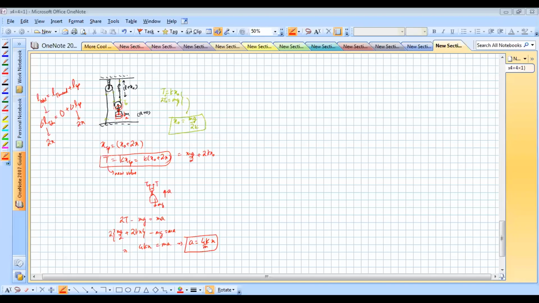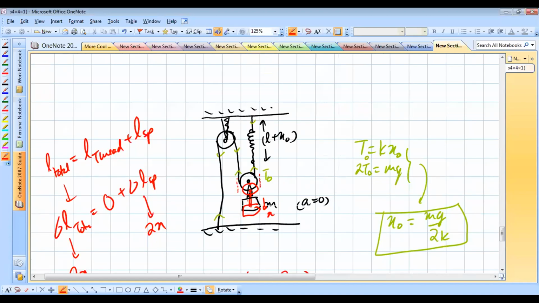Yes, madam. Sir, how did the mg by 2 plus 2kx naught come here? From this equation, no? See, initially this is in equilibrium, no? Before you pulled it down by x, the system is in equilibrium, no? Yes. In the black colored part of the diagram, the block is in equilibrium.